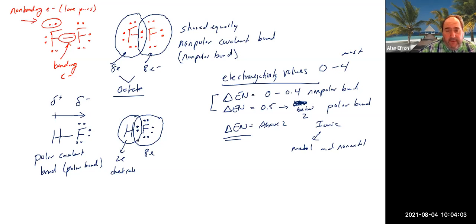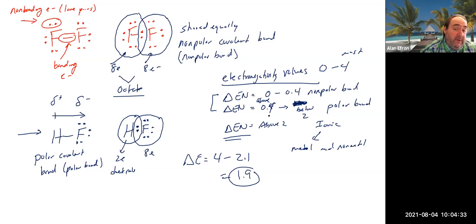So for example, if you had fluorine, with an electronegativity value of 4, minus hydrogen, at about 2.1, you get an electronegativity difference of 1.9 for this bond. And that tells us that it is going to be a polar bond, as it's above 0.4 really, and below 2. And again, you could use that.